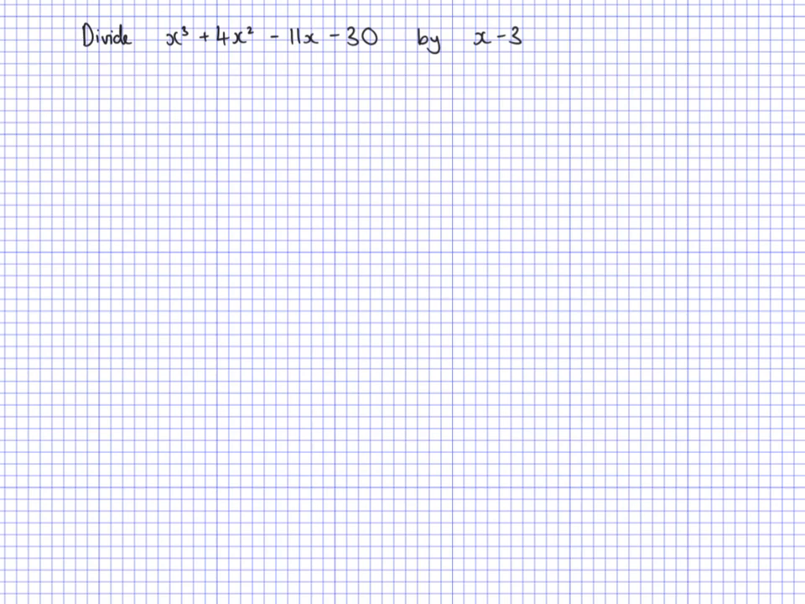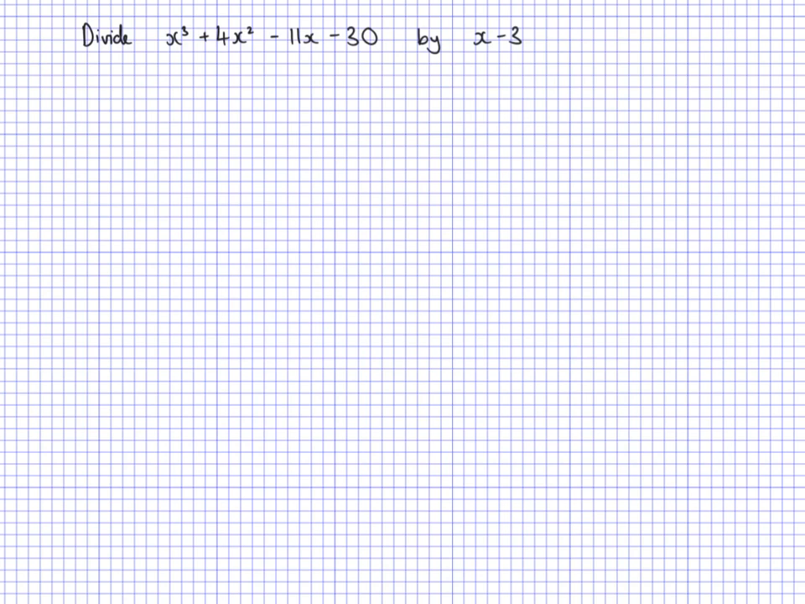In this video, I will demonstrate how to do algebraic division. So we might have a polynomial like this. We need to divide this polynomial by this linear expression here. So we have x cubed plus 4x squared take away 11x take away 30, and we need to divide that by x take away 3. We're going to do this by long division.